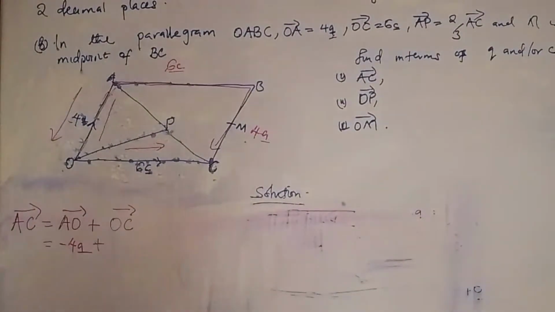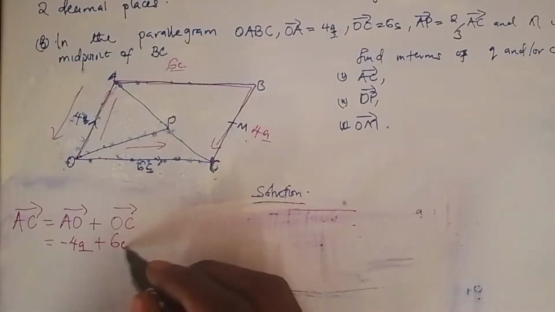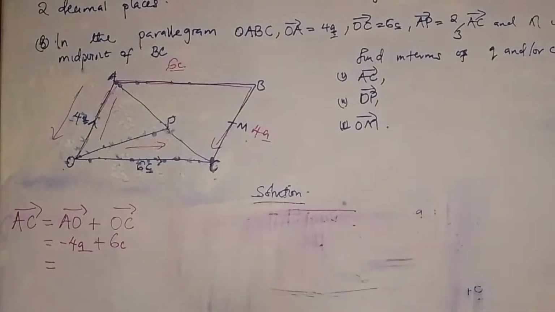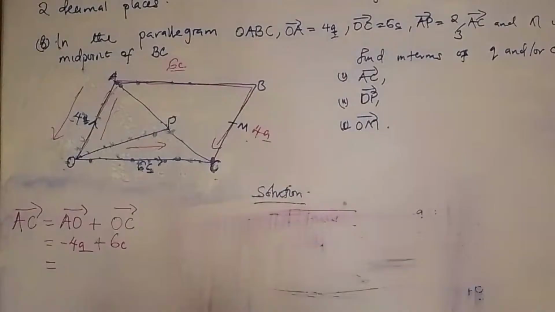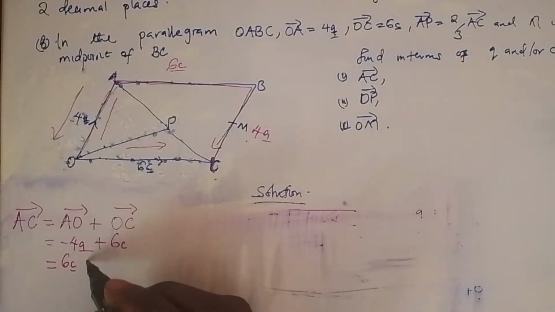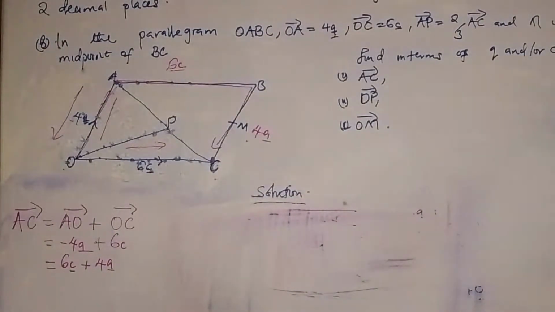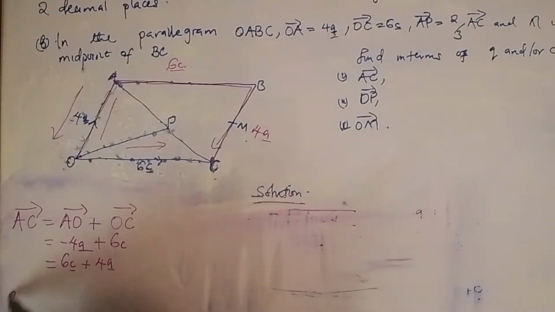Then you say plus OC. So OC, it is just 6C. It is direct. So you say 6C. Then vectors always start with the positive number. So here you say now vector 6C plus what? 4A. Meaning you have answered your first question. This is how vectors are simple. Vectors are very, very simple. Next question is calculate vector OP. So now they want us to calculate vector OP.